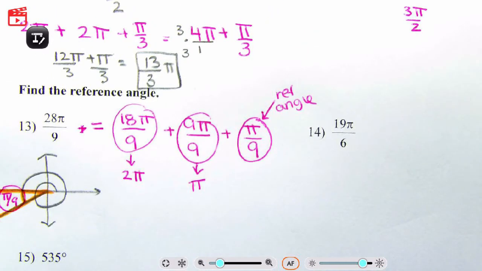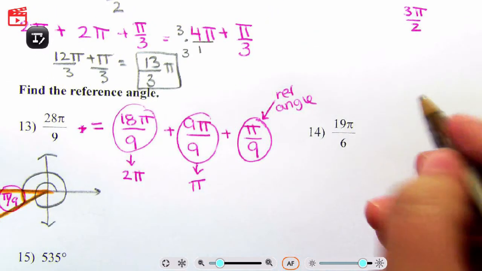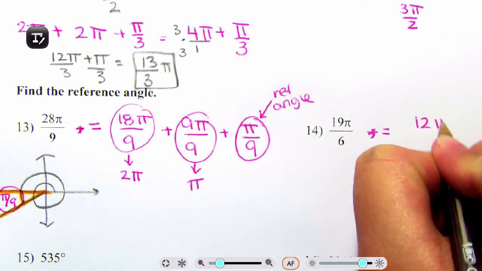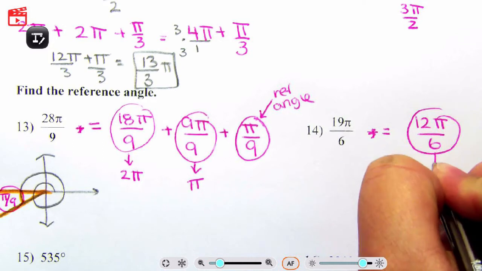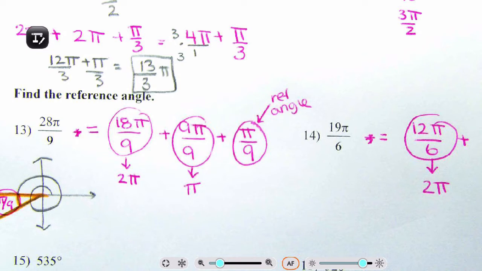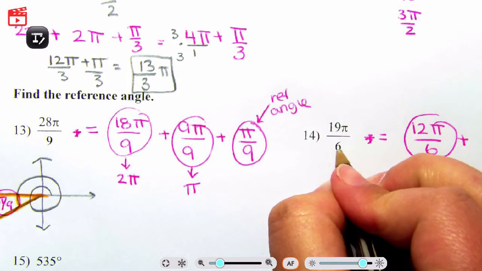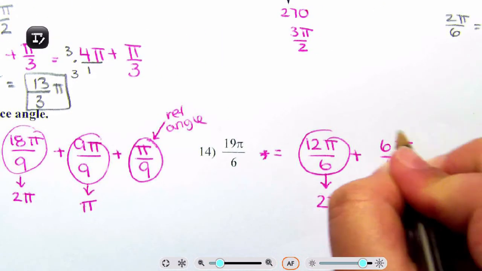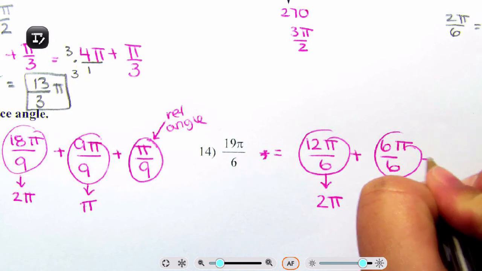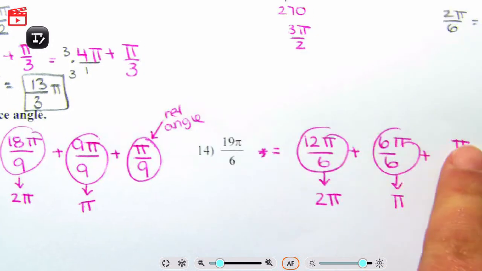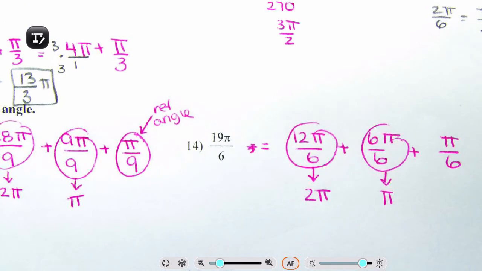Let's try this again. 19π/6. I start out with 1 revolution, which is going to be 12π over 6. Why? Because this is equal to 2π. What do we have left over? I have 12 minus 19, so I have 7π left over. 7π is more than 6, so that means I can do 6π over 6. This is 1π. And what's left over? π over 6 to make that 7π. When I add all this up, that's equal to 19π over 6.